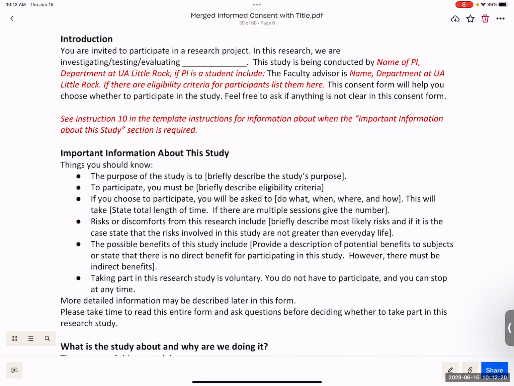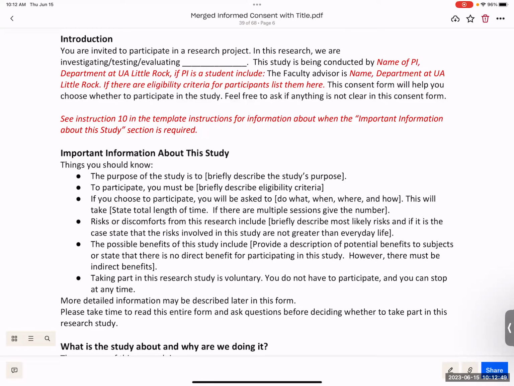Stay away too from technical jargon that's really hard for participants to understand. If there are special participation requirements, include them here. So for example, if you're only recruiting those who've lived in Little Rock for 5 years, say it early on so that participants know whether really they will qualify for this study or whether they should exit now.